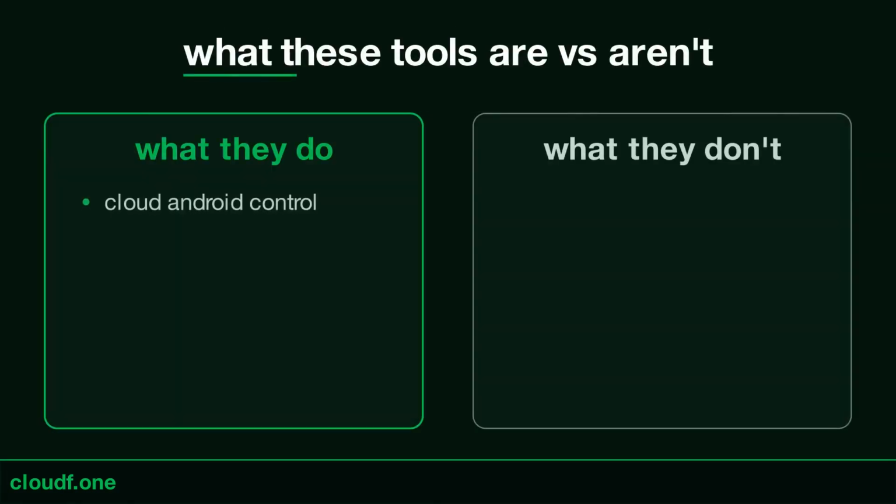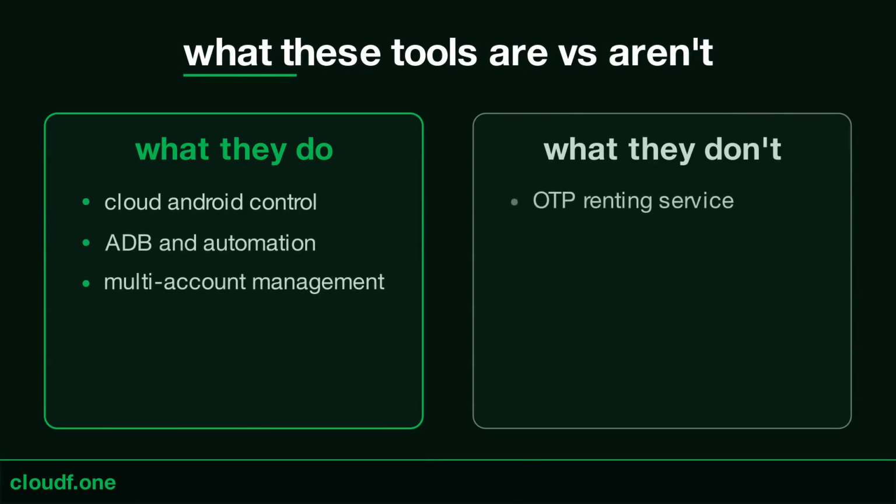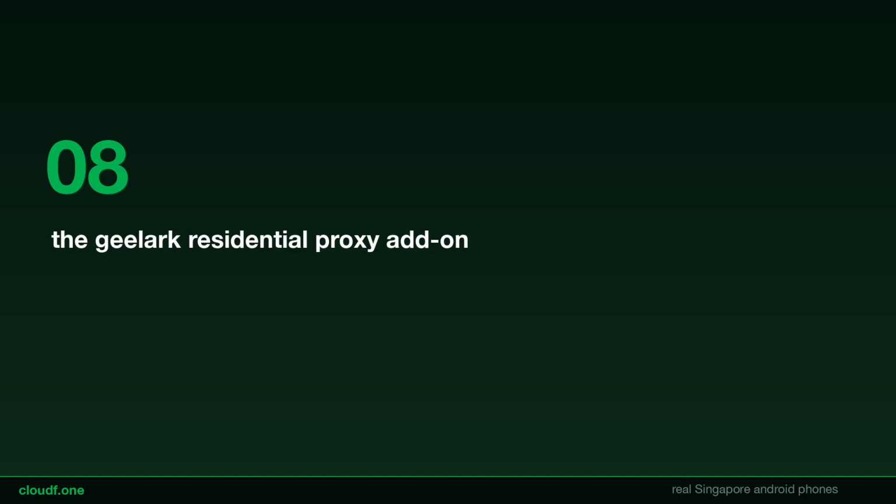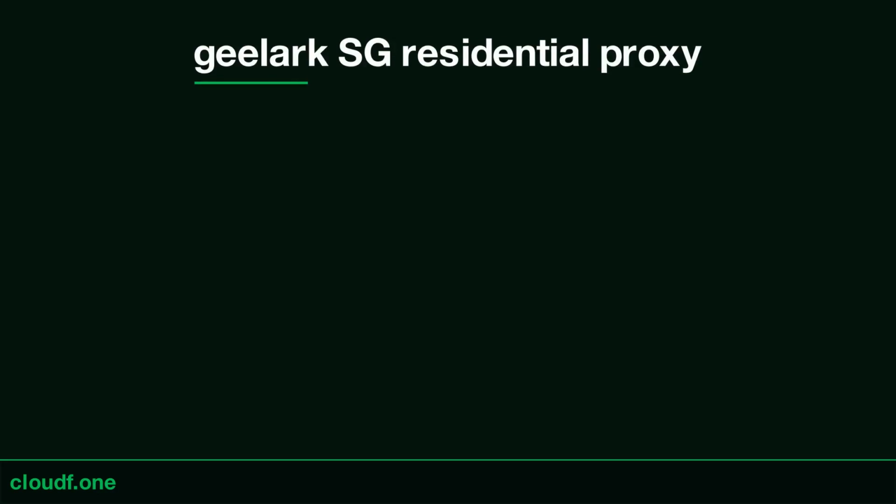The Geelark residential proxy add-on. I want to address this directly because the question comes up. Geelark lets you attach residential proxies for any country, including Singapore. Is that the same as Cloud.one's setup? No. Residential proxies share network ranges with consumer ISPs. SG mobile IPs come from Singapore mobile carrier ranges registered to the carrier ASN. Detection systems treat these very differently.